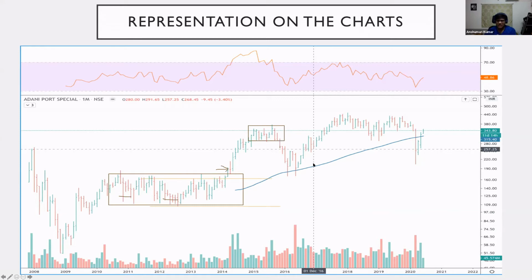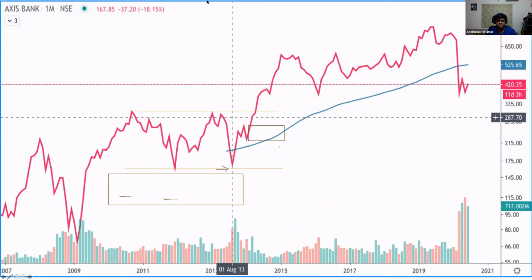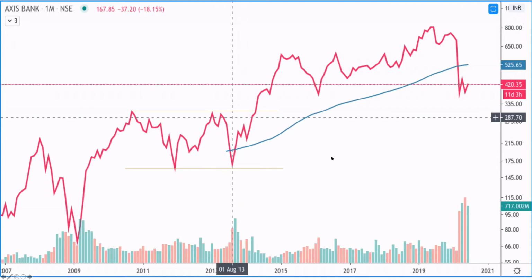All right. Now, what I'm going to do is we are going to go to the next chart where these are bar charts. I am not going to cover the bar explanation. We are going to look at the line charts. Okay. All right. Okay. Now let's look at this particular. This is Axis Bank, and this is again on the monthly time scale.